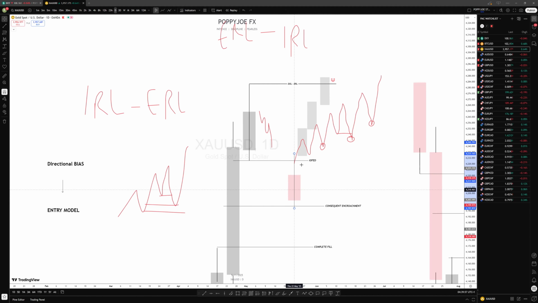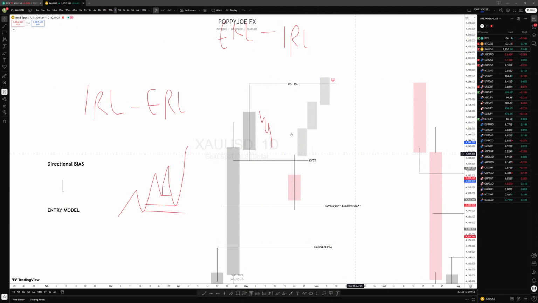In fact, that will even give us a larger target, because the further price goes into internal range liquidity, the further it is to go back to our external range liquidity, okay, which is the draw on liquidity. That's going to be the target.